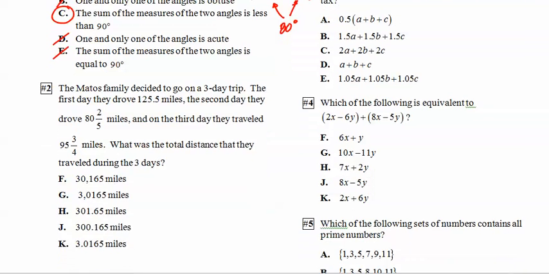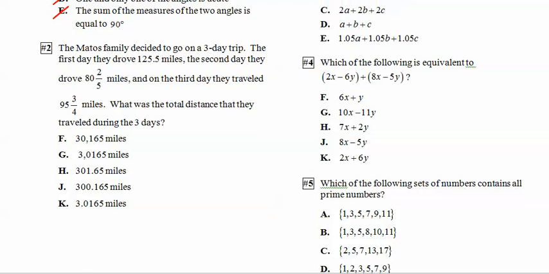The Matos family decided to go on a 3-day trip. First day they drove 125.5 miles. Second day 80.4 miles. I'm going to start converting everything right away to metric. And on the third day 95.75. If you're not sure, just plug it into a calculator. What's the total distance they traveled? I could probably do some of this in my head, but there is no point whatsoever.